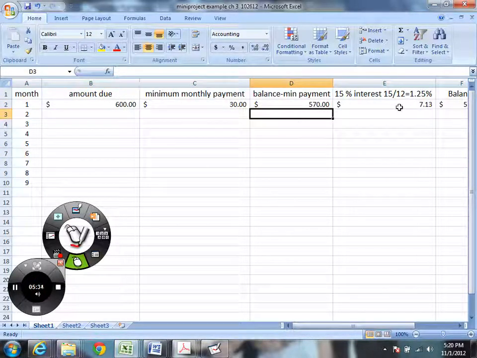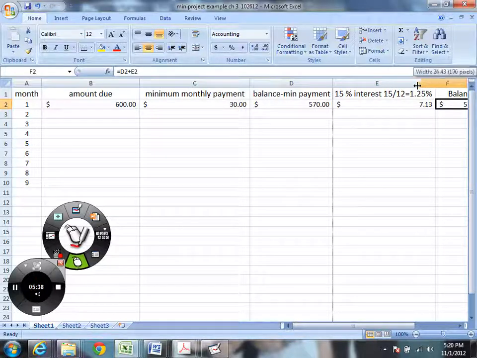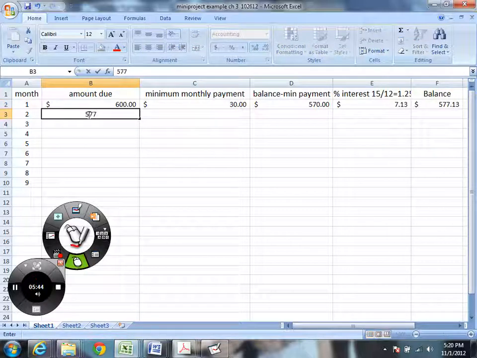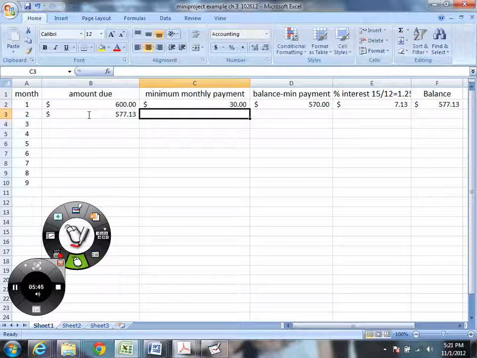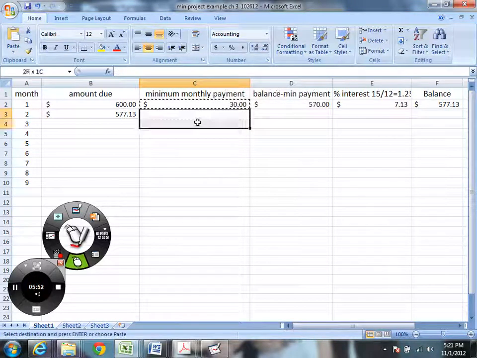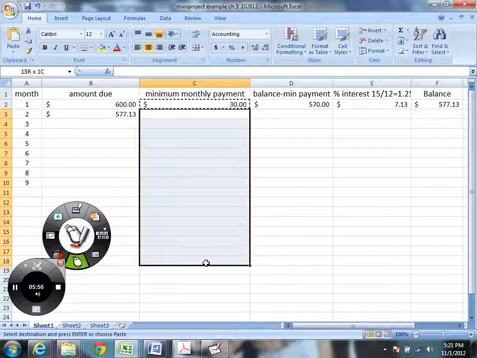Alright, so then next, I take my balance, which is over here, 577. That's how much I'm going to owe the next month. So I do 577.13. And then I'm going to go ahead and just pay $30 every month. So I'm going to take this, and I'm going to touch the left button, and then go all the way down.